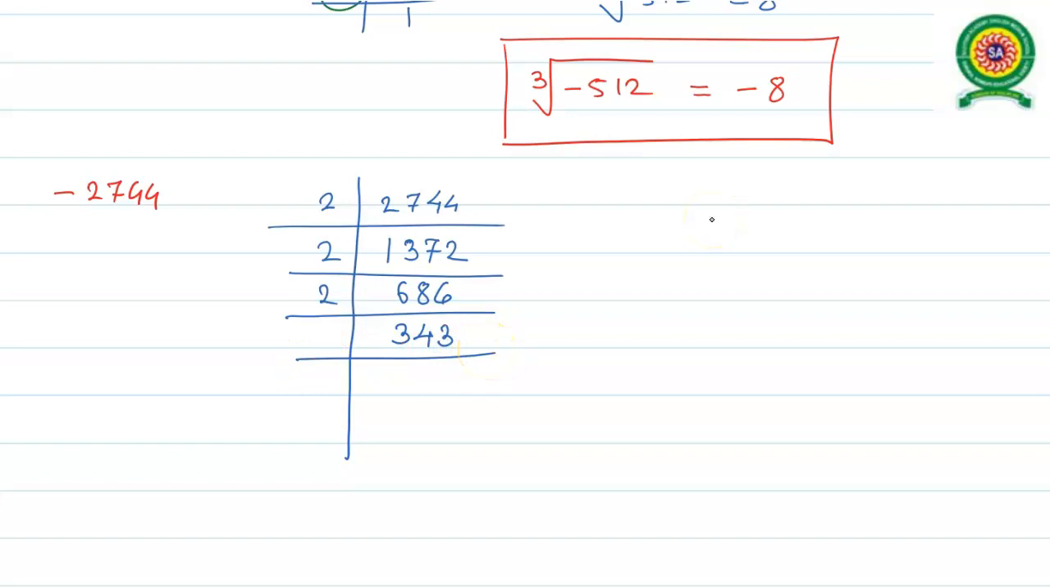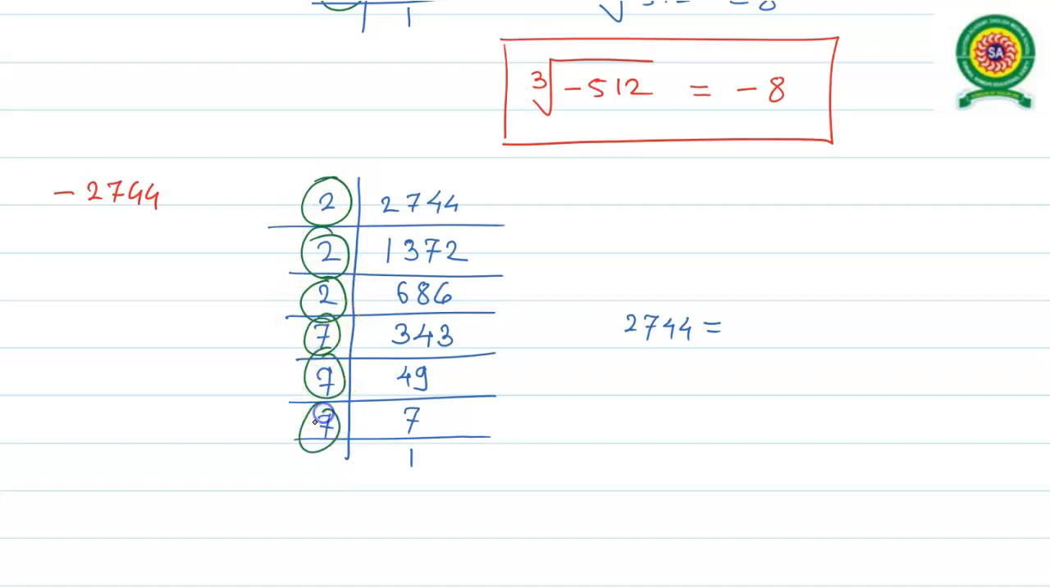Now 343 is divisible by 7. 49 sevens are 343. Again, 7 sevens are 49 and at last 7 ones are 7. So the multiplication of its primes we have to express 2744. Which prime factorization do we have? 2 2 2 7 7 7. 2 repeated 3 times, 7 repeated 3 times again. So we express 2744 as a multiplication of its primes: 2 into 2 into 2 into 7 into 7 into 7. Now we have to make the triples.